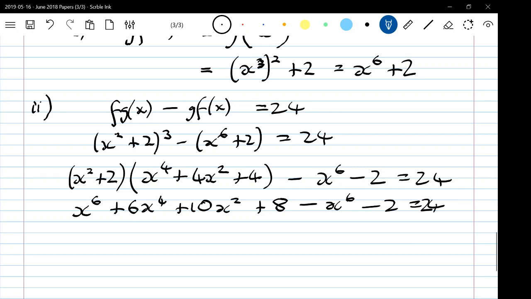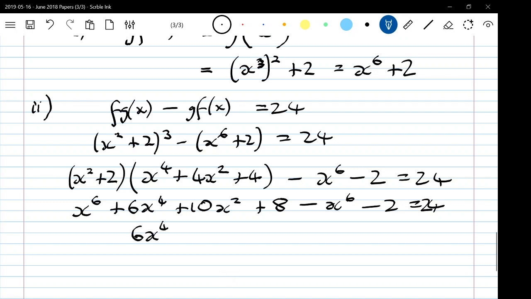So that was x squared plus 2 squared gives me x to the 4 plus 4x squared plus 4. And then times it by the remaining x squared plus 2 gives me the x to the 6 plus 4x to the 4 plus another 2 of them is 6x to the 4 plus 4x squared plus another 8x squared is 10x squared. 2 times 4 gives me 8. Take away the other bits. Now I've got x to the 6 cancelling out to give me 6x to the 4.